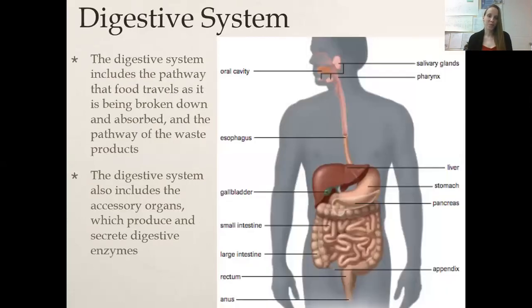The digestive system includes both the pathway that food travels through as it's being broken down, and also the accessory organs which produce and secrete digestive enzymes, but that food does not pass through. So pretty much everything that's on this diagram is a structure that you need to be familiar with, with the exception of the appendix, which we don't actually care about.